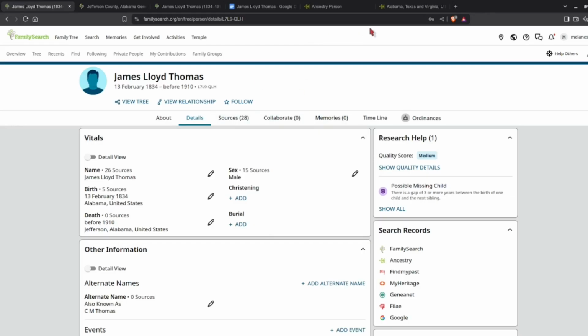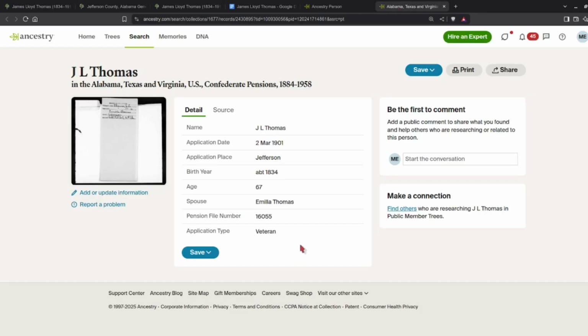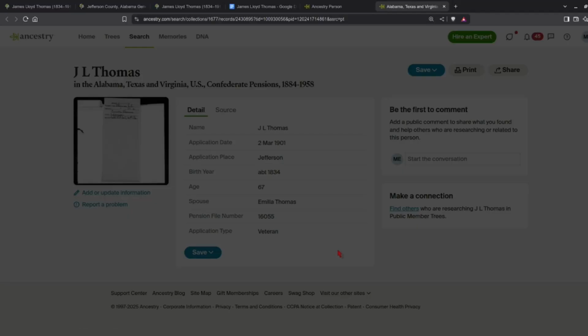But first, the person who submitted this gave me a link to the Confederate pension record for J.L. Thomas. And it does seem to match, so we're going to consider this a good source. And we have J.L. Thomas and Emily Thomas as a spouse. And so let's jump in there and take a look.